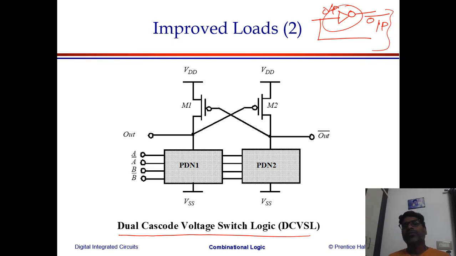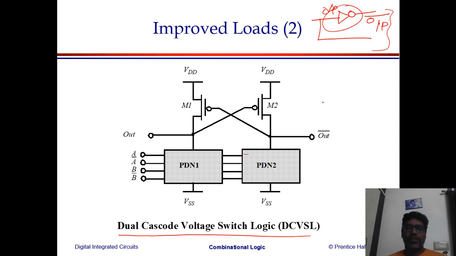So people thought you need to have some sort of network where you can have the output and the output bar available at the same instant of time. With that idea, you come up with what is called dual cascode voltage switch logic. And one more beauty of this is you can optimize this circuit so as to reduce the number of transistors to nearly half of it. And since you reduce this, the wiring reduces and you get the benefit of having output and output complement.